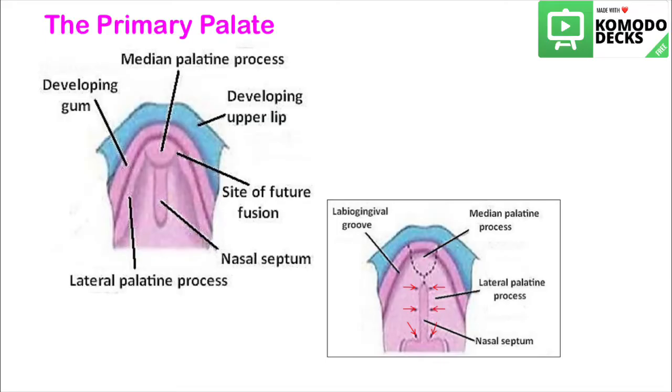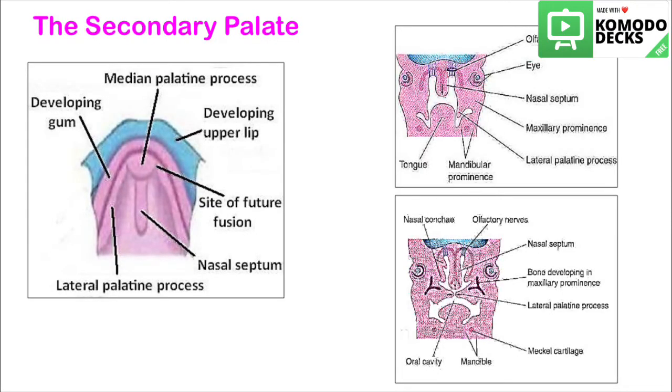This is in week 6. You still see the two median palatine processes and the lateral palatine processes that will move vertically, then horizontally, growing till reaching final shelf fusion. The secondary palate is the hard and the soft palate posterior to the incisive fossa. It begins to develop in the 6th week from the internal aspect of the maxillary processes as the lateral palatine processes develop.